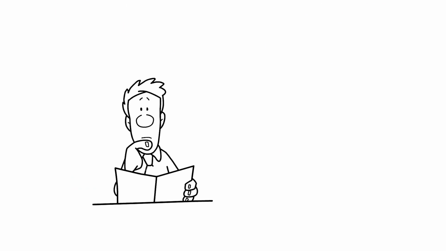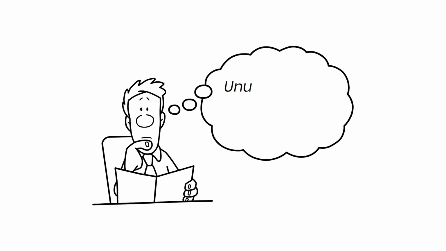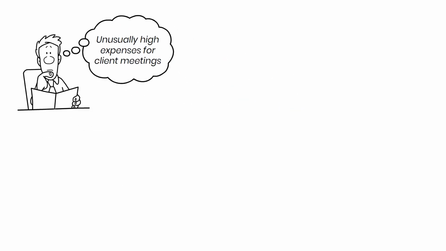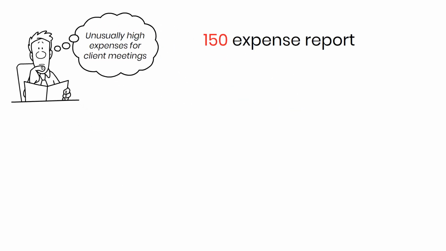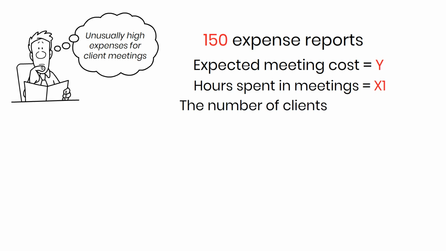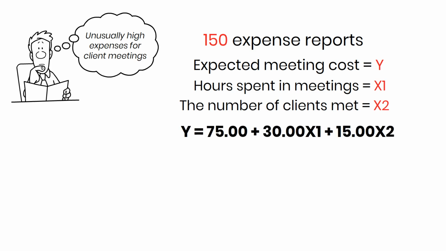Managers at the company Smith & Brown suspected that several sales representatives were claiming unusually high expenses for client meetings. To investigate, they took a sample of 150 expense reports and developed a multiple regression equation relating expected meeting cost, y, to the number of hours spent in meetings, x1, and the number of clients met, x2. The resulting equation was y equals 75 plus 30 x1 plus 15 x2.